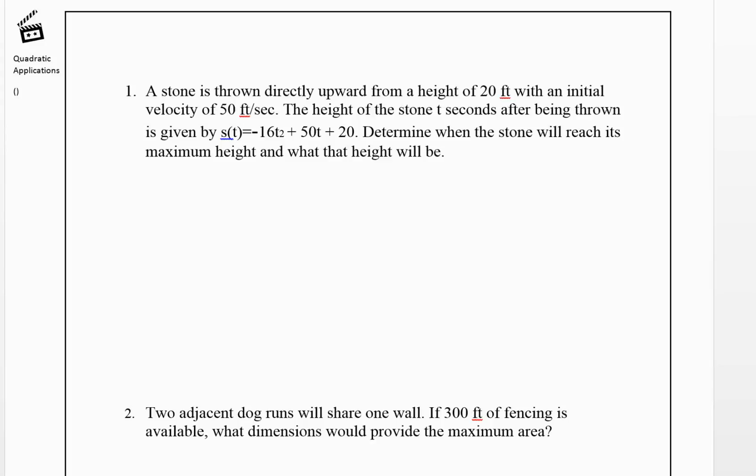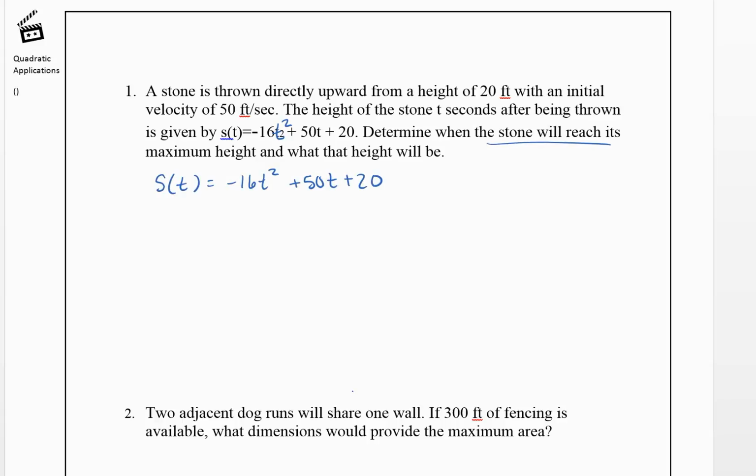So number 1 says a stone is thrown directly upward from a height of 20 feet with an initial velocity of 50 feet per second. The height of the stone t seconds after being thrown is given by s of t equals negative 16t squared plus 50t plus 20. So the important thing here is our function is negative 16t squared plus 50t plus 20. It says determine when the stone will reach its maximum height.